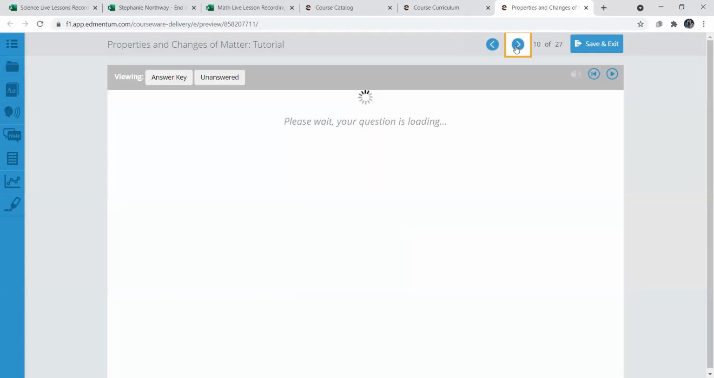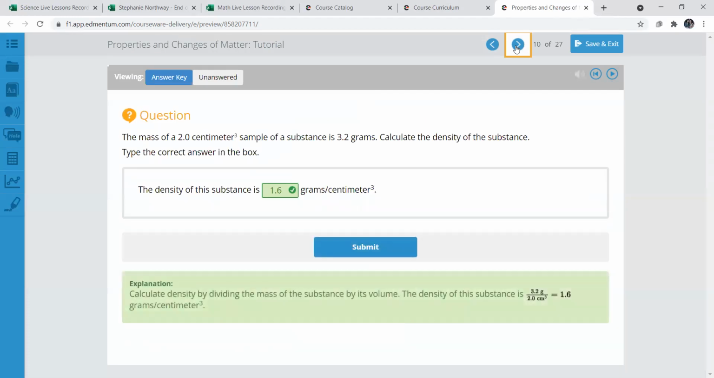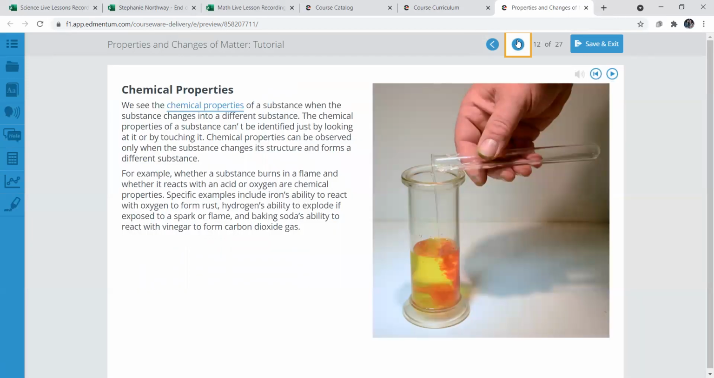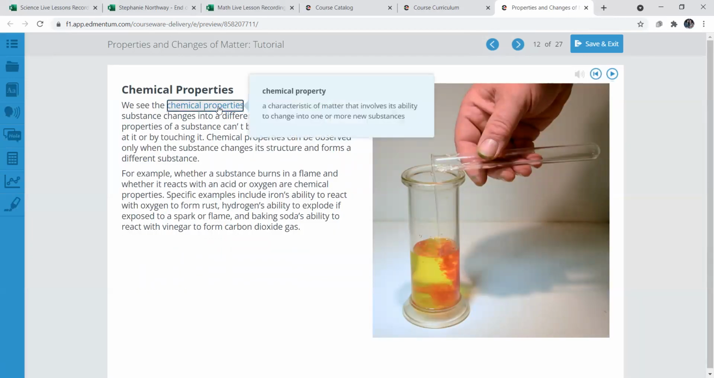Okay, let's go on to the next part. Question, we'll have you fill this out on your own. And remember, mass divided by volume. Okay, we'll just skip over this part. So let's look up chemical properties.